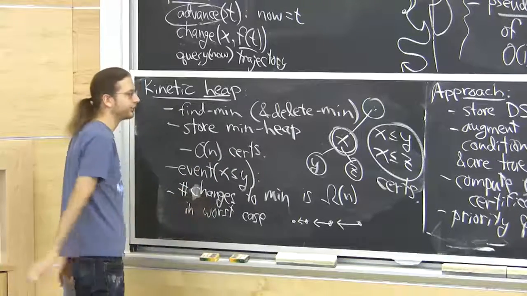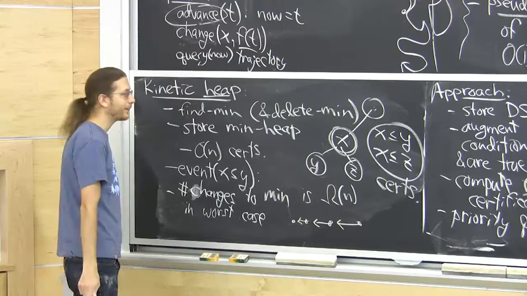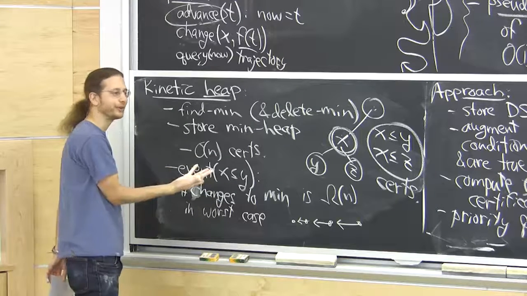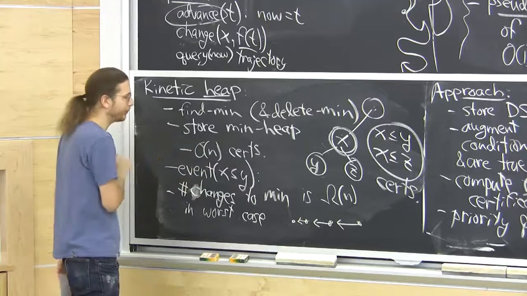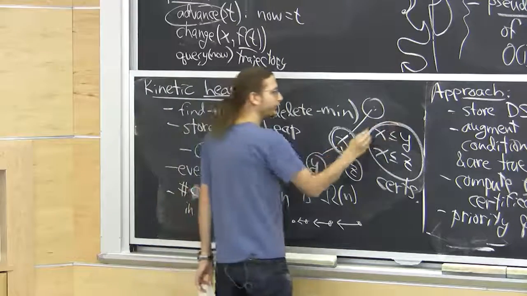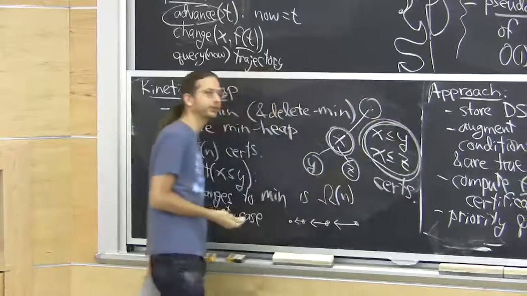Now, the min can change a linear number of times. I claim in this data structure, well, of course, the min will change at most a linear number of times. Well, it's not clear it's at most, but that's true. What we care about, though, is we're storing way more certificates than the min. We have a linear number of certificates.